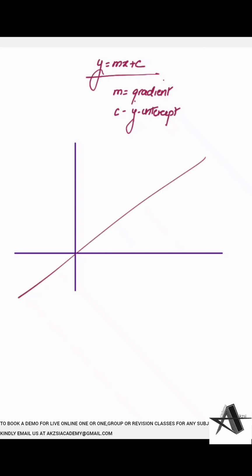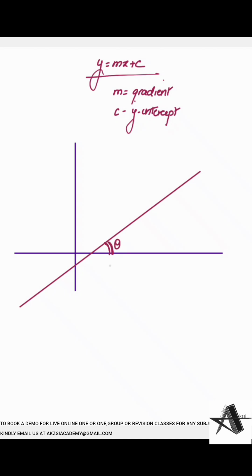That means suppose this is your x-axis and y-axis, and this is your straight line. If I talk about the steepness of this straight line, that is, what angle it is making with the x-axis, that describes its gradient. Gradient is nothing but slope. Gradient is also called slope. It tells you about the steepness, or the angle the line makes with respect to the x-axis. Whereas the y-intercept is the point at which the line cuts the y-axis, which is this.